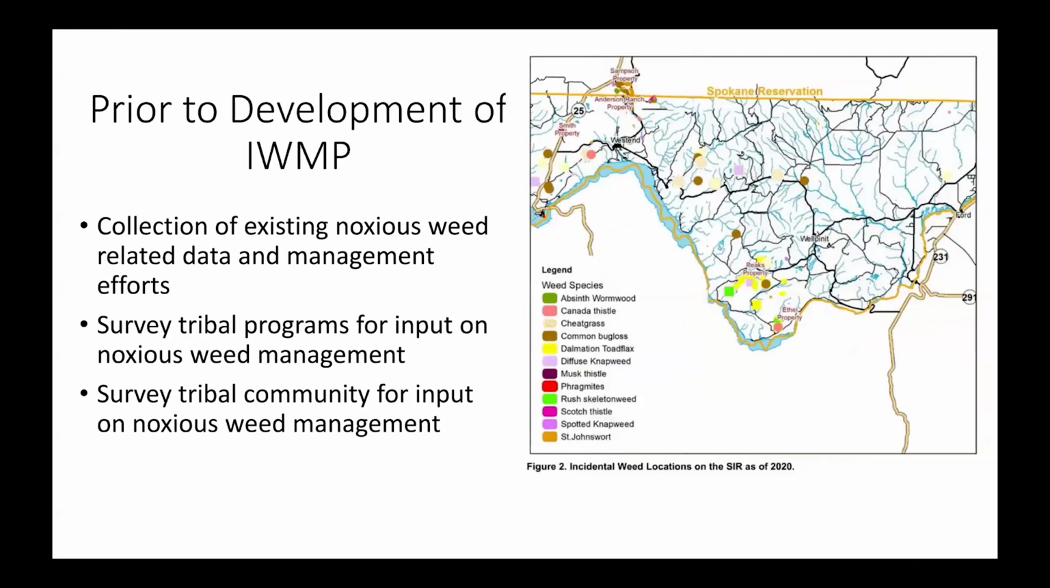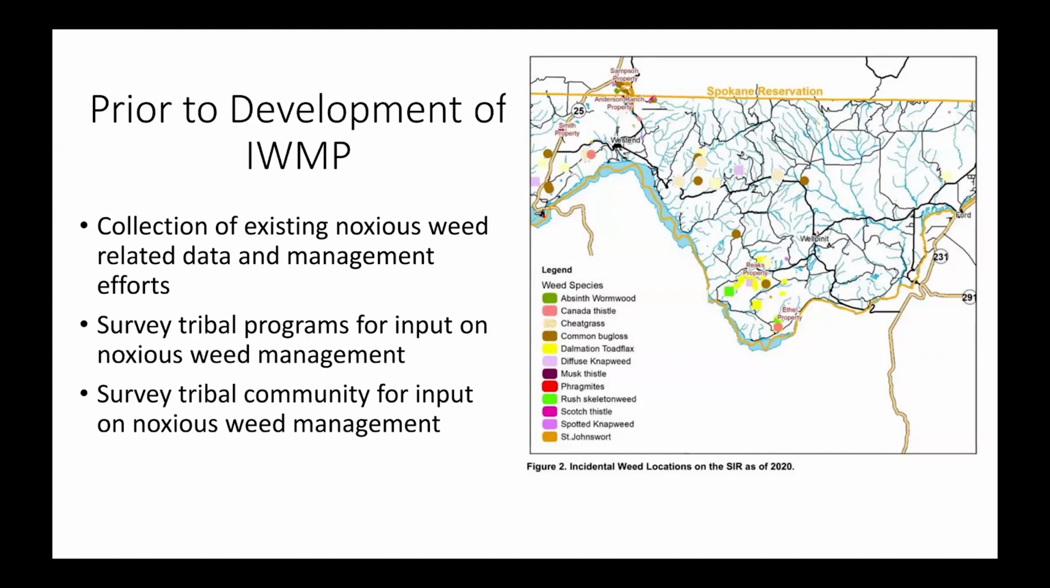And when we started developing the plan and kind of realizing that we needed one, we started collecting our data. So on the map on the right here, you can kind of see that our data was pretty minimal. We just had some point locations of where weeds were at. There's no level of prioritization. So when we started the process, we worked with some contractors to write our plan. They had to have tribal programs gather this data, and then they also surveyed these programs for input on noxious weed management efforts. And then another big aspect of that is they surveyed the tribal community for input on noxious weed efforts.